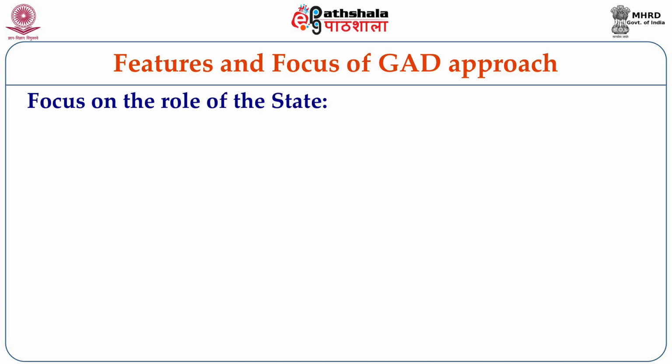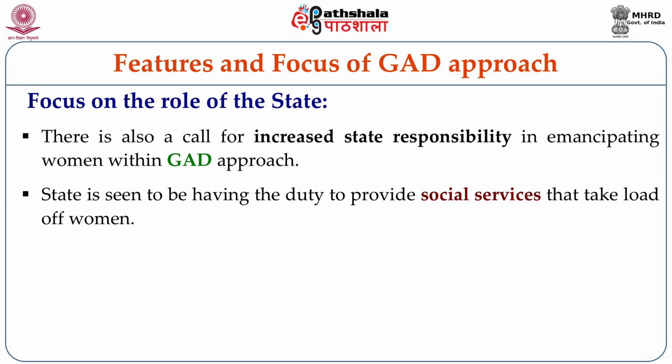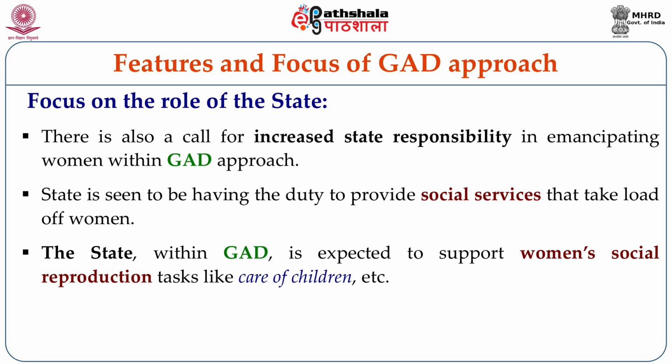Next, if we talk about features of the GAD approach and what GAD sets out to do and how it sets out to do it, one of the answers that we see is that it gives a very important role to the state. It says that the state has a role to play if women have to be liberated, if women have to be advanced. So it calls for the state to take care of social services that might take load off women, and the state is expected to do certain activities which will support women's social reproduction tasks, for example, care of children, etc.